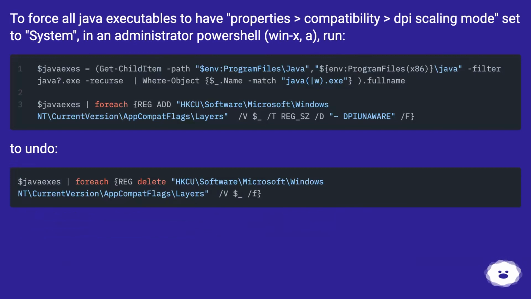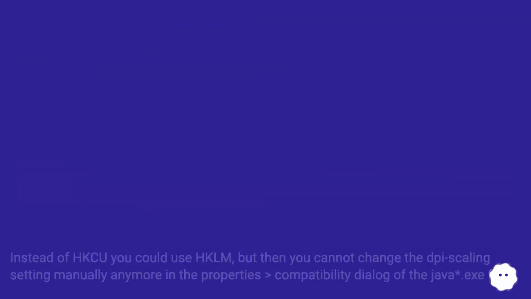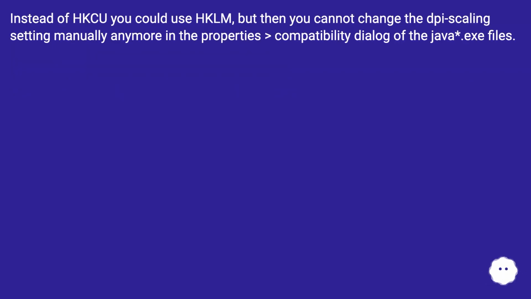To force all Java executables to have Properties > Compatibility > DPI scaling mode set to System, in an administrator PowerShell, run this. To undo. Instead of HKCU you could use HKLM, but then you cannot change the DPI scaling setting manually anymore in the Properties > Compatibility dialog of the java exe files.